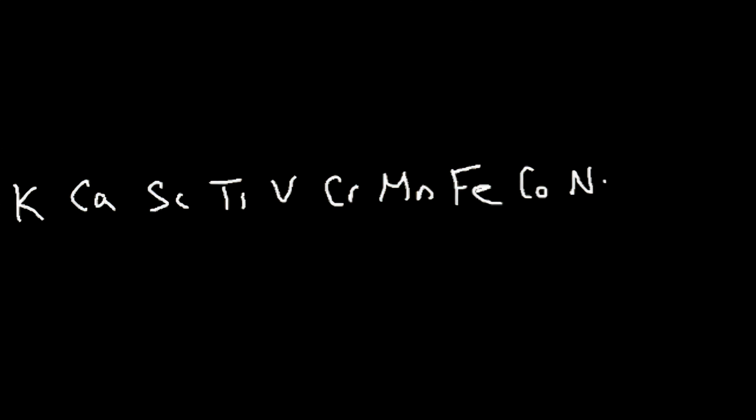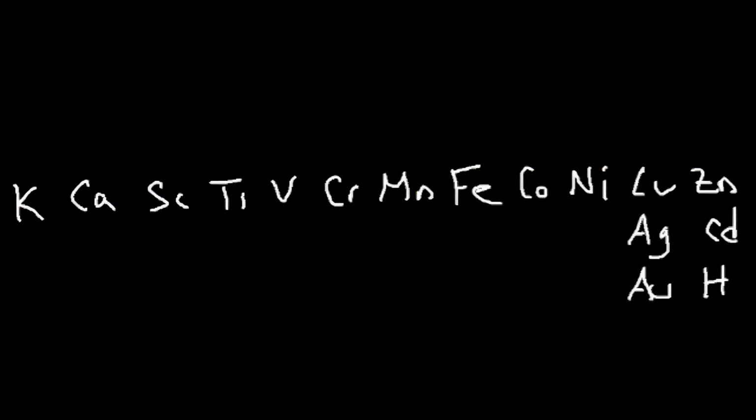You have scandium, titanium, vanadium, chromium, manganese, iron, cobalt, nickel, copper, and zinc. Below copper, you have silver and gold. Below zinc, you have cadmium and mercury. Mercury is Hg. Next to silver, you have palladium and platinum. These are some common elements that you want to know the name of.